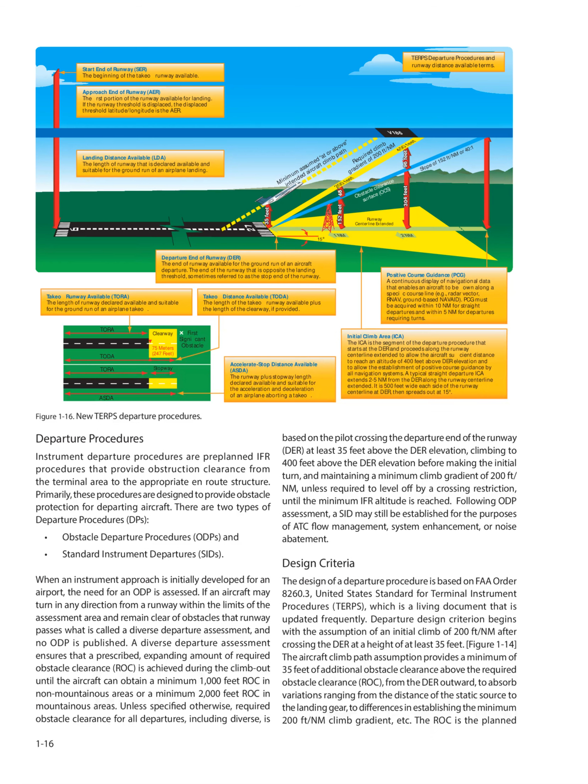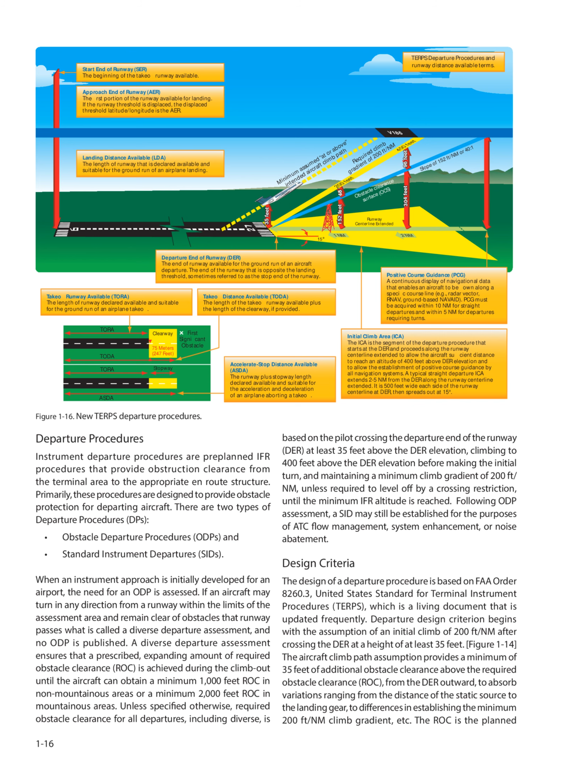Departure procedures. Instrument departure procedures are pre-planned IFR procedures that provide obstruction clearance from the terminal area to the appropriate en route structure. Primarily, these procedures are designed to provide obstacle protection for departing aircraft. There are two types of departure procedures: obstacle departure procedures, ODPs, and standard instrument departures, SIDs.